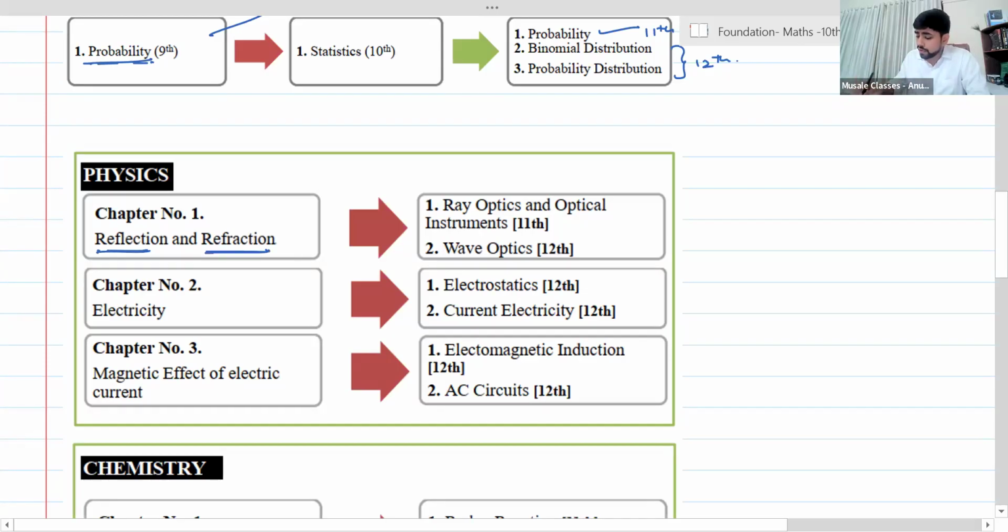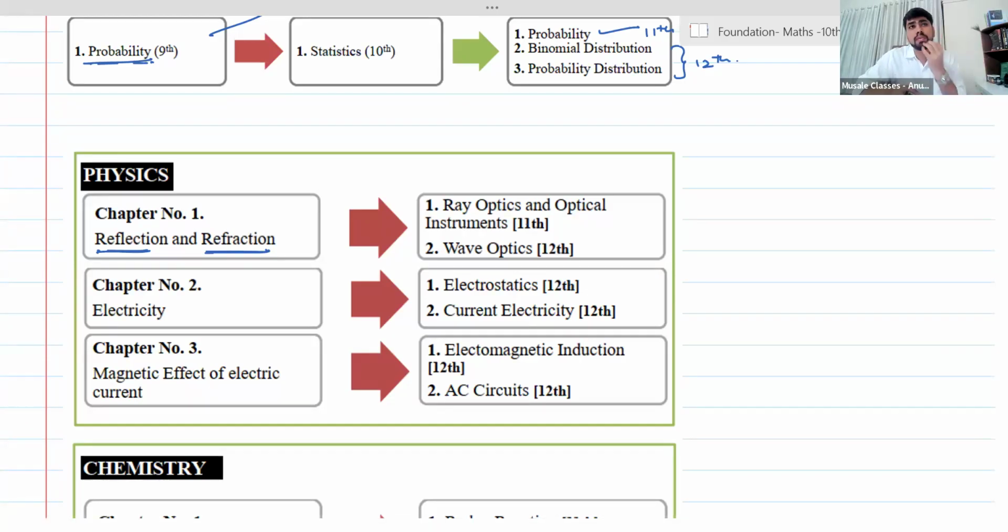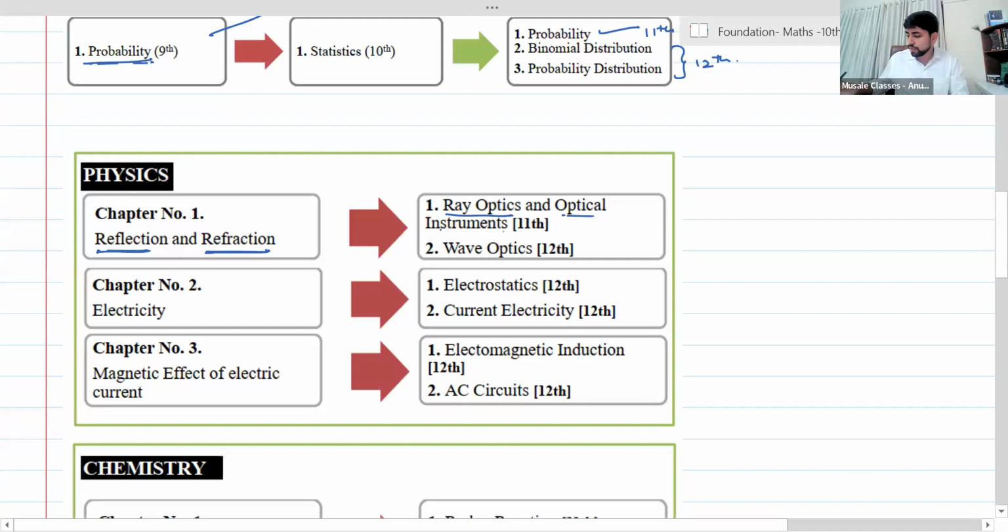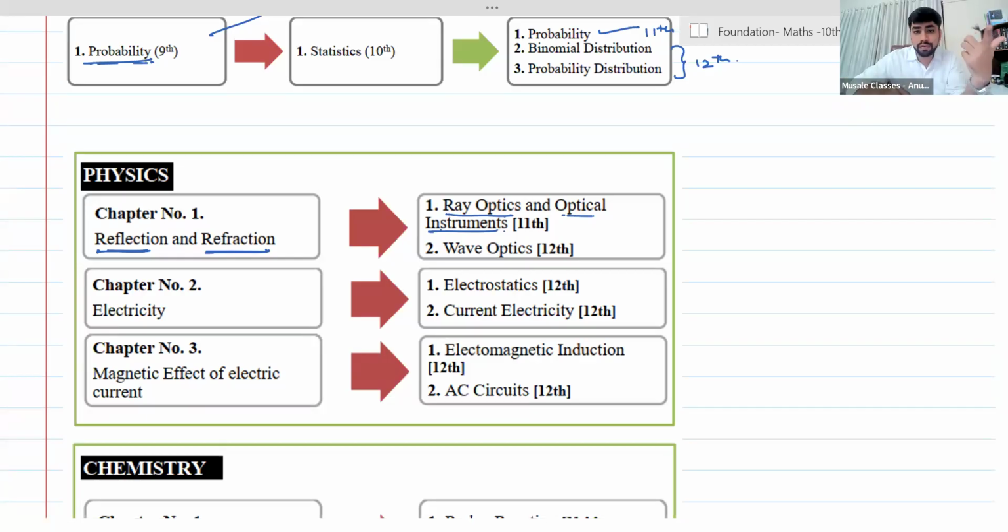Now, based on reflection and refraction, we have an entire chapter in 11th standard, which is one of the heaviest chapters of 11th standard physics. One of the most heavy, matlab it's a very huge chapter. Okay, that is ray optics and optical instruments. Okay, so what do we study in ray optics and optical instruments? We again study about reflection, refraction. We study about diffraction.